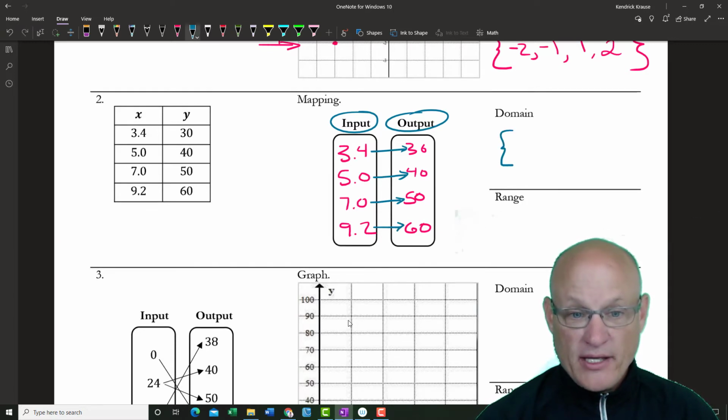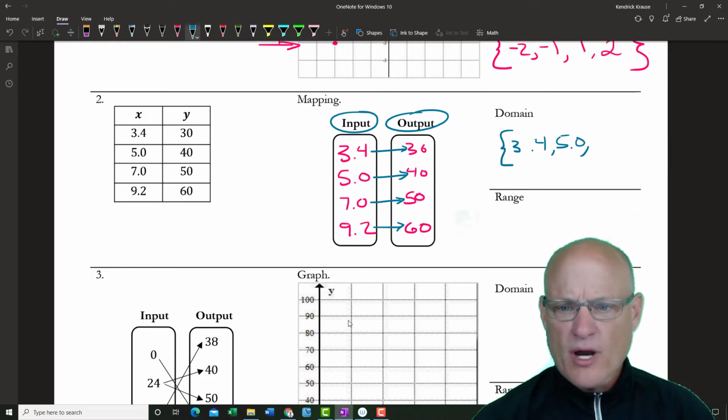Listing out the domain, 3.4. Wow, that's really weird. 5.0. Don't put 5, put 5.0. They're more accurate. You be more accurate. 7.0. There's a difference between 5 and 5.0.